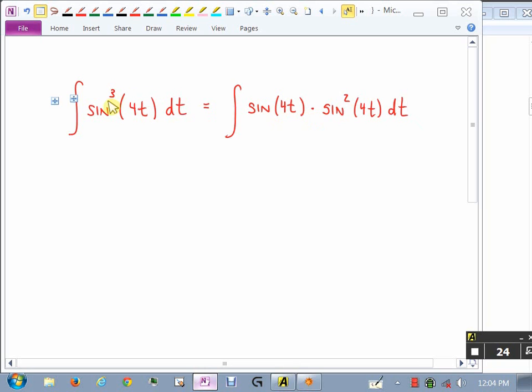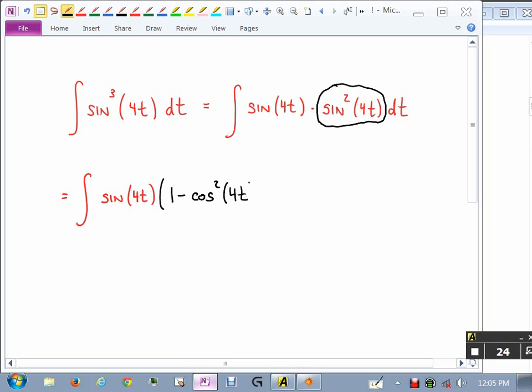No matter what, if this starts out odd and I pull one sine out, I'm going to have an even power of sine there. The next thing I'm going to do is use the Pythagorean identity to rewrite this even power. So this becomes sine 4t, and then what does this become with the Pythagorean identity? 1 minus cosine squared 4t. And I need that in parentheses. dt.